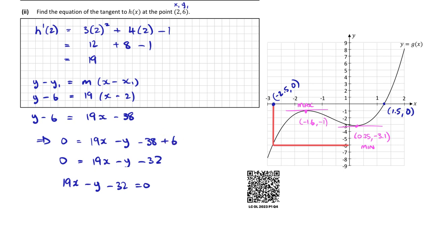What we then need to do is tidy up these two numbers here. So we've got 0 is equal to 19x minus y. Negative 38 plus 6 gives us negative 32. And then we can just put it in the form of x's, y's, numbers. So we're just going to change these. We write all of this on the left hand side, and we put equals to 0 on the right. And that's your final answer there for 2023 paper 1 question 4.